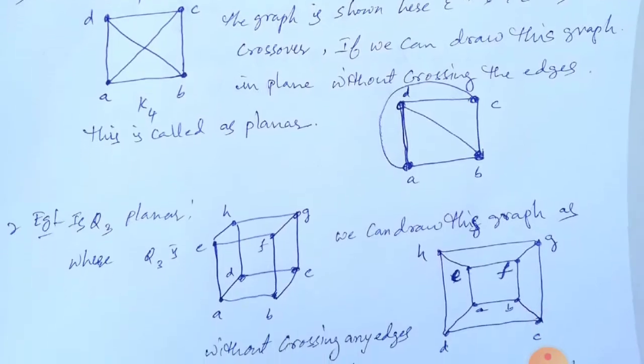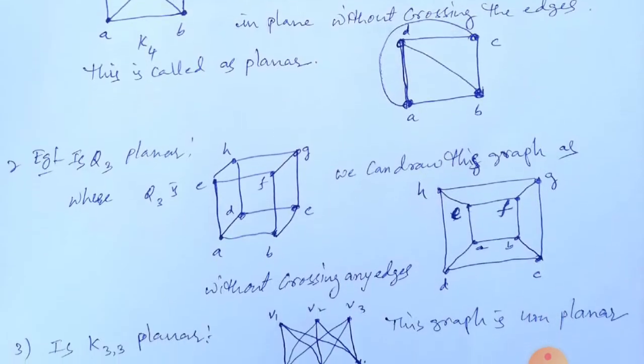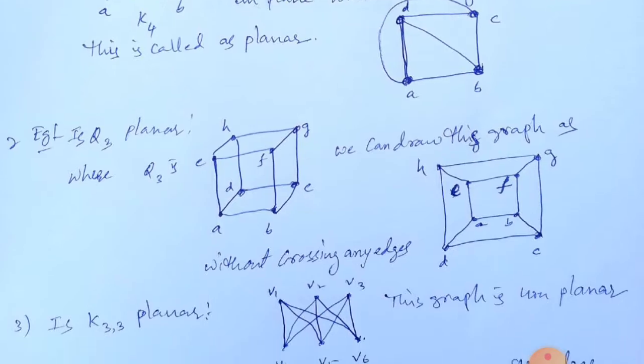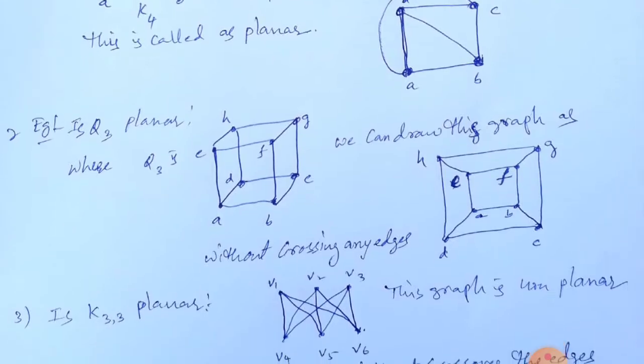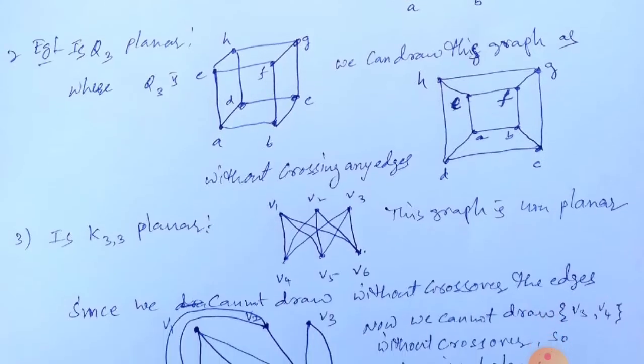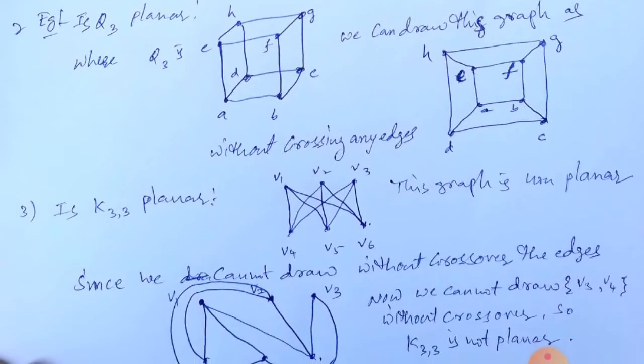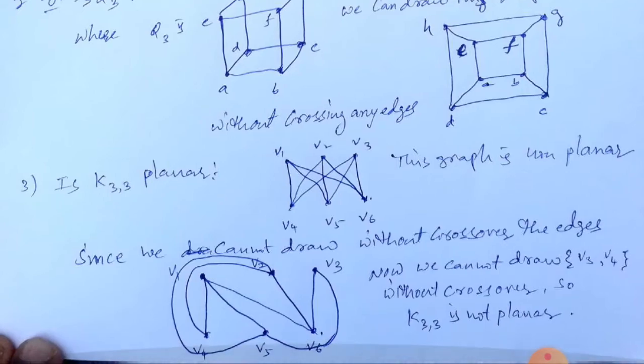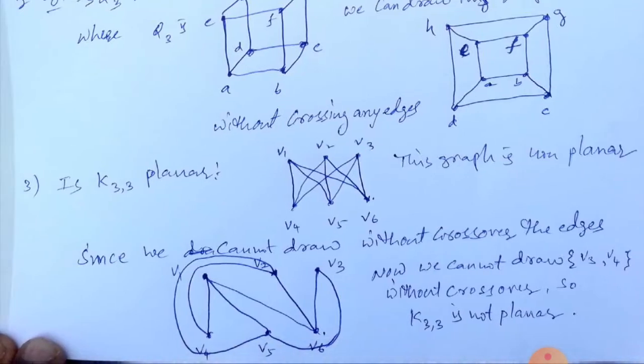Now in example 2 it is also given, whether the cube we can draw like this without crossing any edges. Now example 3 is also given: whether K3,3 is planar. Now observe in the first diagram V1 V2 V3 V4 V5 V6, that is a K3,3 graph. Can we draw this graph again without crossing any edges?